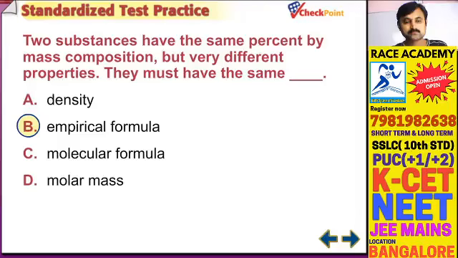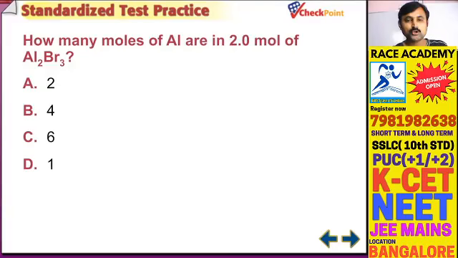Next. How many moles of aluminum are in 2 moles of Al2Br3? Again, simple model. Actually, the given is 1 mole Al2Br3, which has 2 moles of aluminum. If you make it double, then you will get the answer. As 2 moles is given, 1 mole is containing 2 moles of aluminum, so 2 moles of aluminum bromide Al2Br3 gives 4 moles of aluminum.